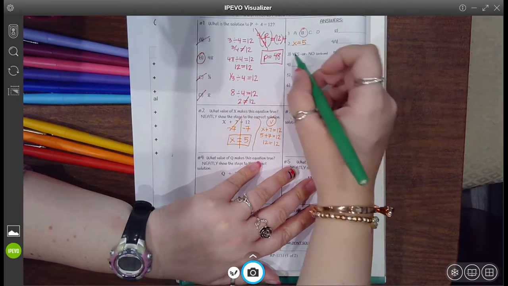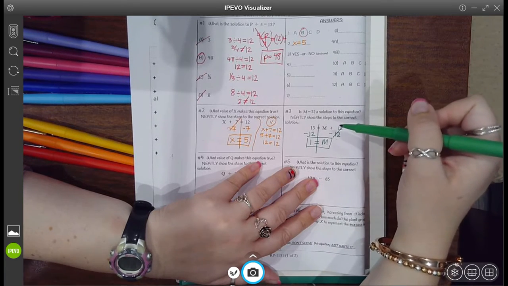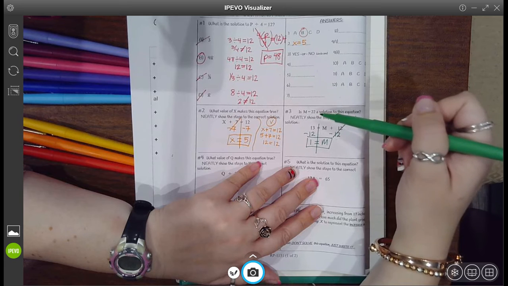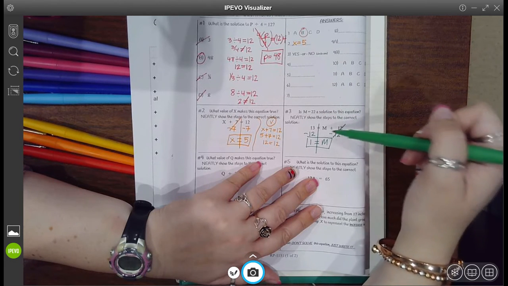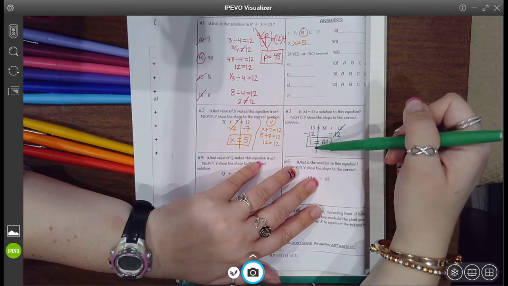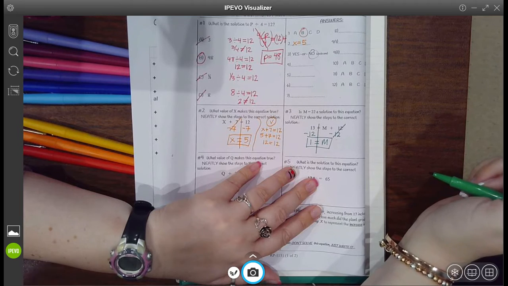And you're like, wait a minute, I can't write that on the line. Why? Because if you actually read the directions, it says, is m equals 22 a solution to this equation? Neatly show the steps to the correct solution. No, the answer was 1. So no, 22 was not the solution.